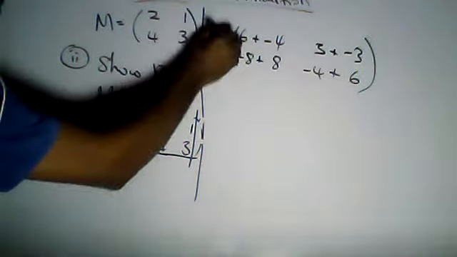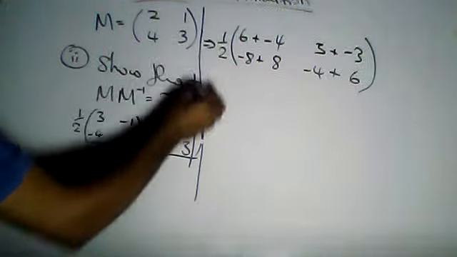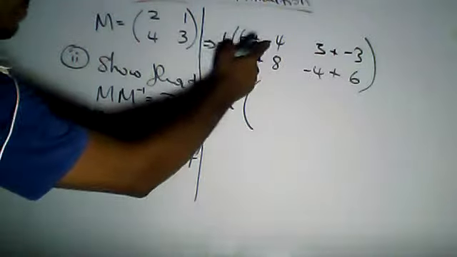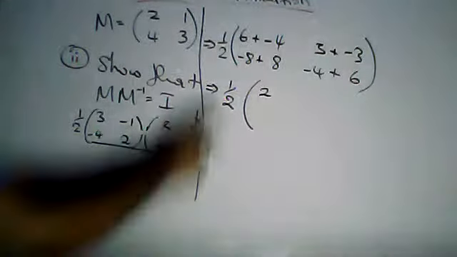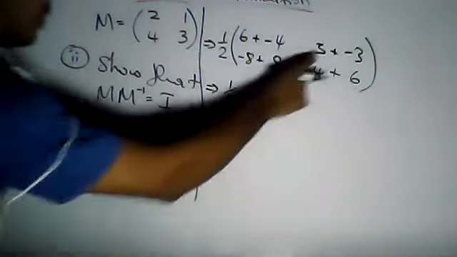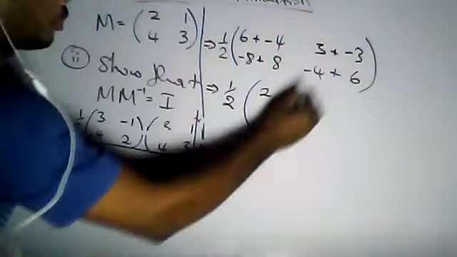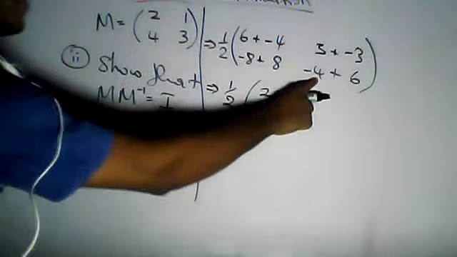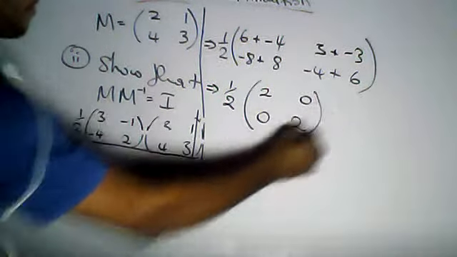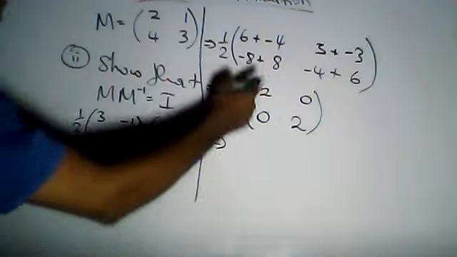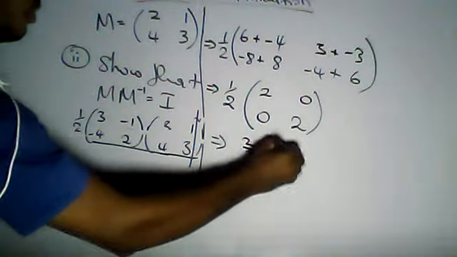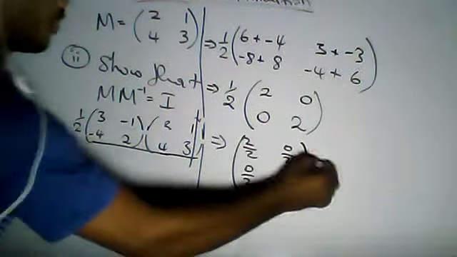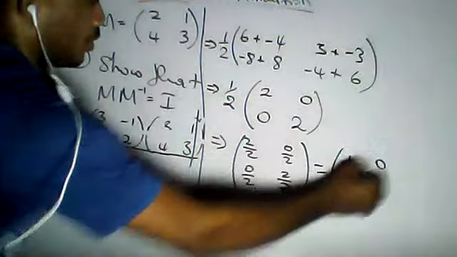The half here, I'm going to bring the half here. So bring back down the half. I'm going to have 6 plus minus 4, that is 2. So remember, negative is stronger than positive. So here we have 3 plus minus 3, that is 0. We have minus 8 plus 8, that is 0. Minus 4 plus 6, that is 2. So when you distribute the half times each term, you're going to have 2 over 2, 0 over 2, 0 over 2, and 2 over 2. So when you conclude everything, you're going to have I, which is 1, 0, 0, 1.